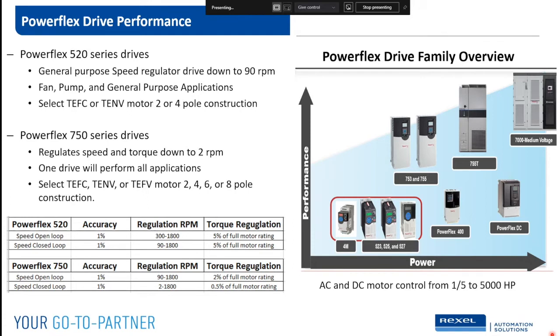What motor would I pick? It would be a totally enclosed fan cooled or non-vent motor with 2 or 4 pole construction, which means 3,600 RPM or 1,800 RPM. If I look at the 750 series drive, it regulates speed and torque down to 2 RPM with an encoder or 90 RPM without an encoder. And the design philosophy of the 750 series is one drive to do all applications. We can drive any kind of motor, any pole count, any RPM structure. And that would be any of the 750 series drives. Next slide.